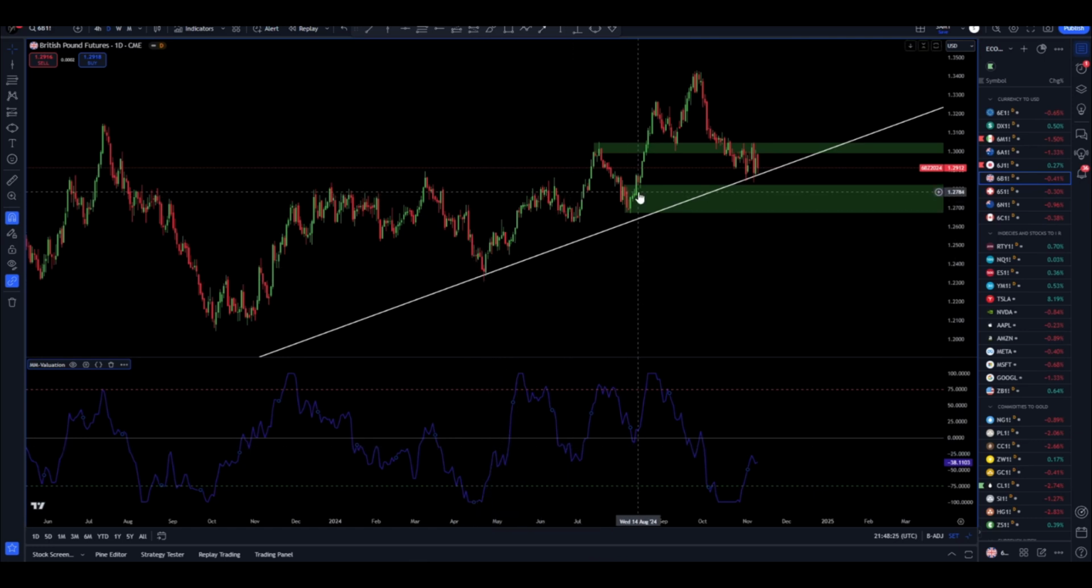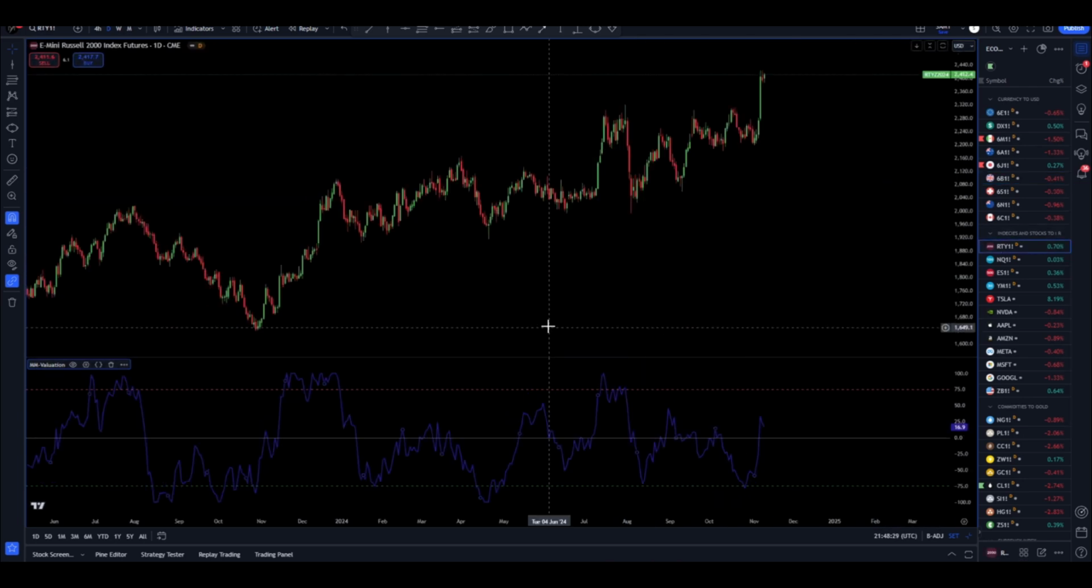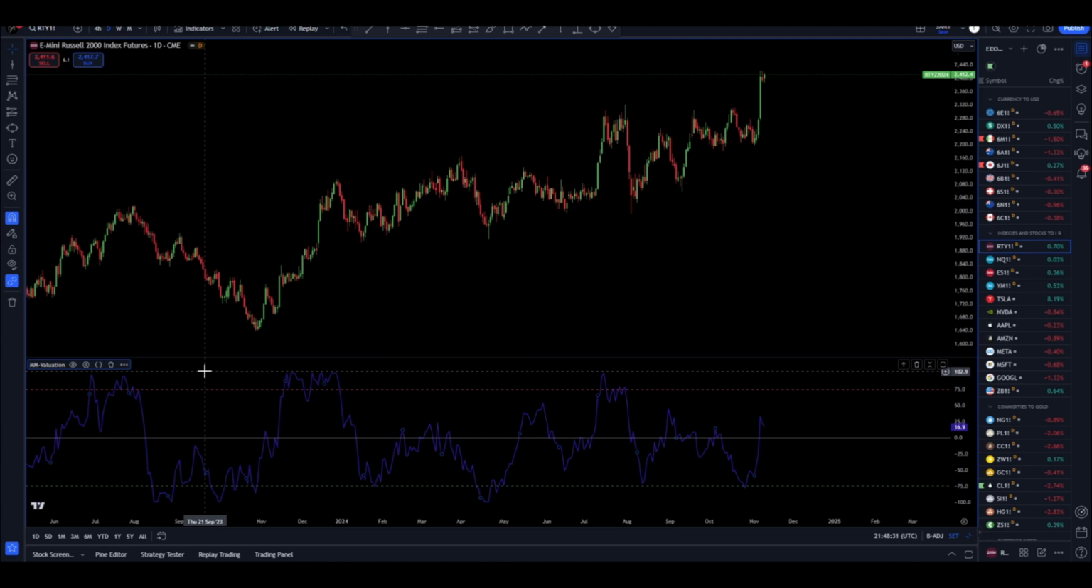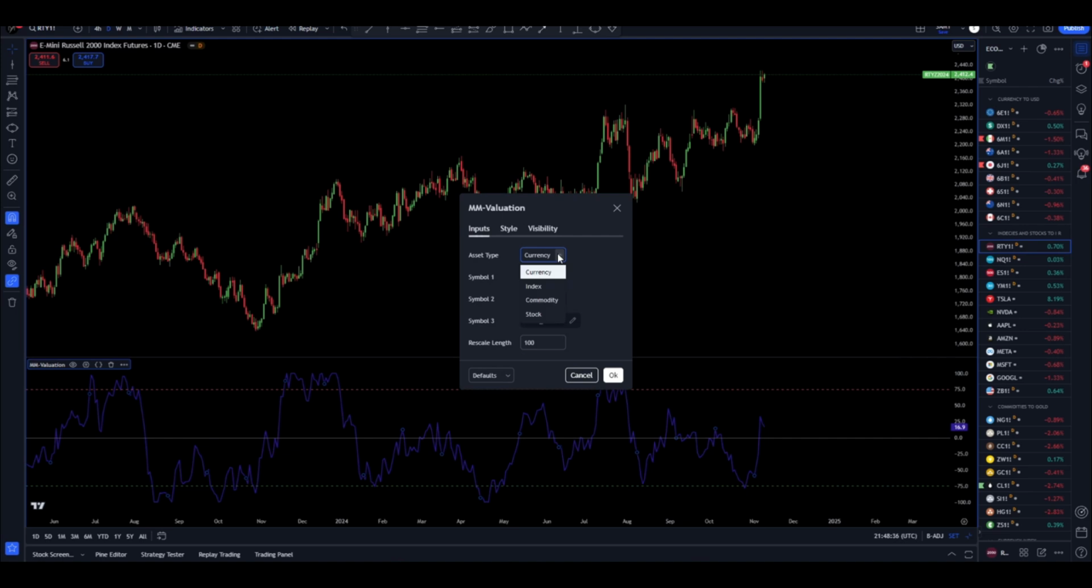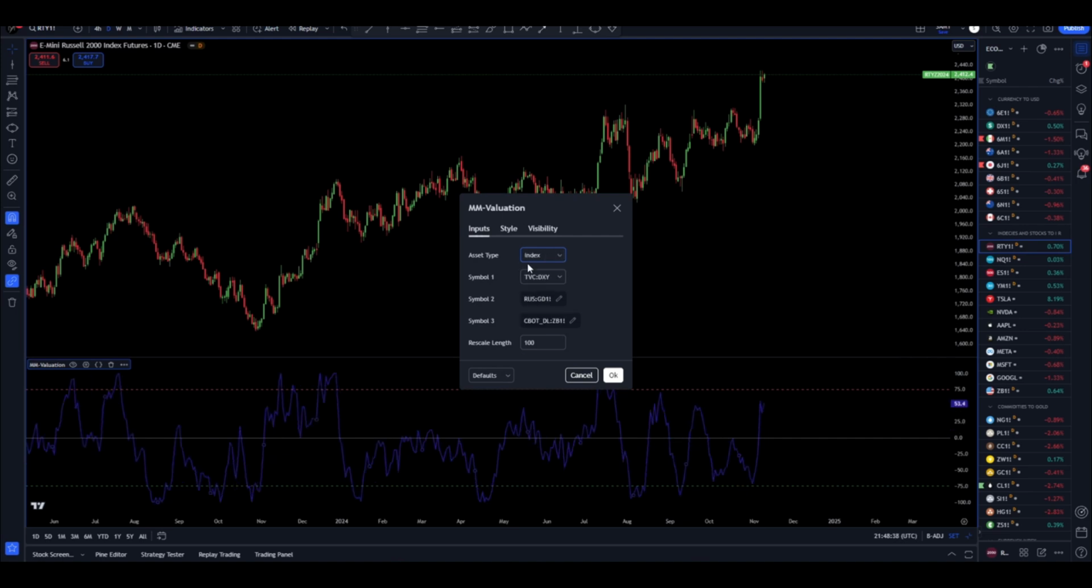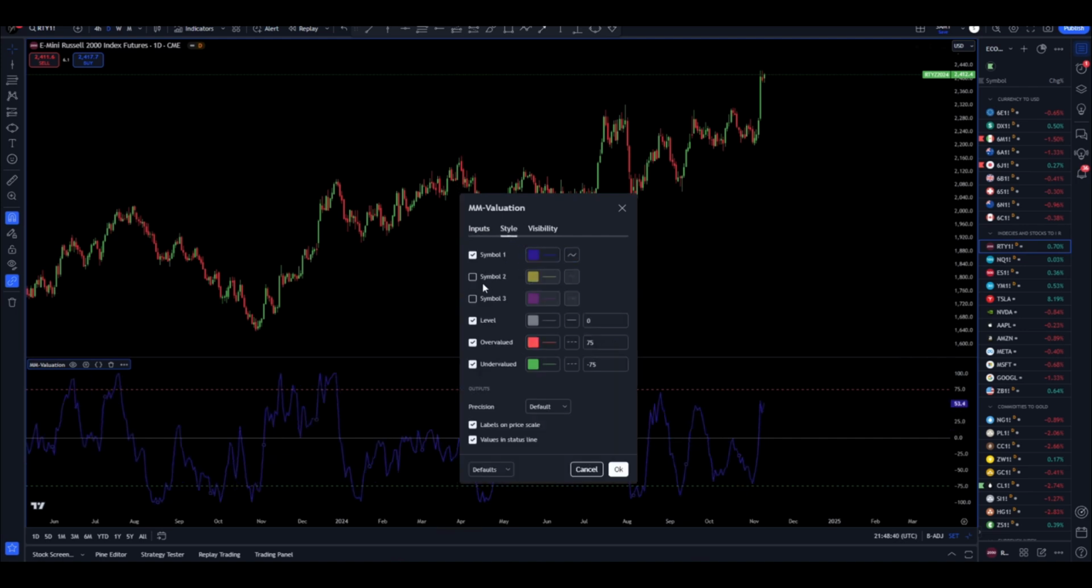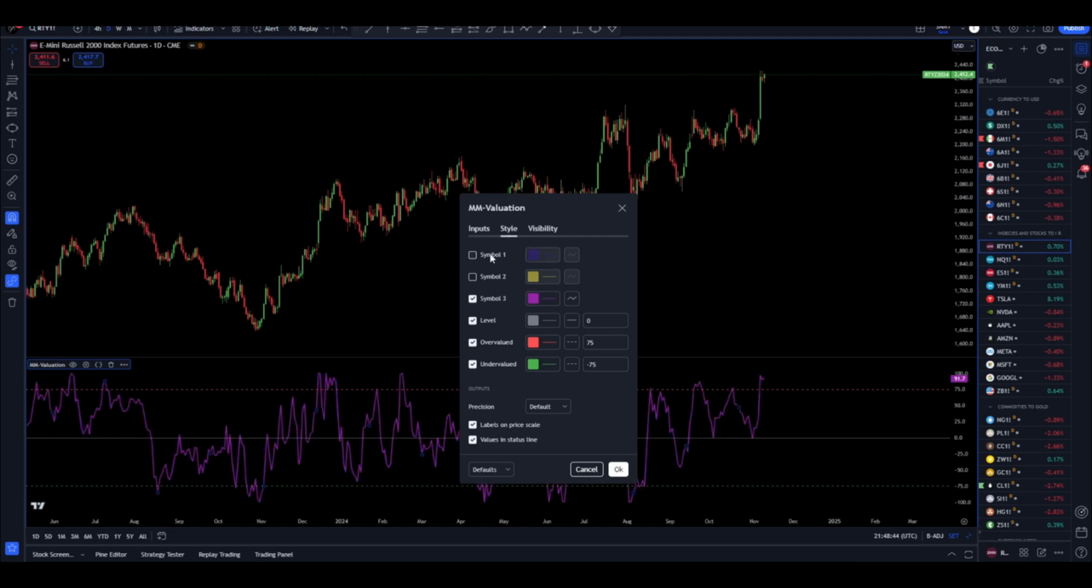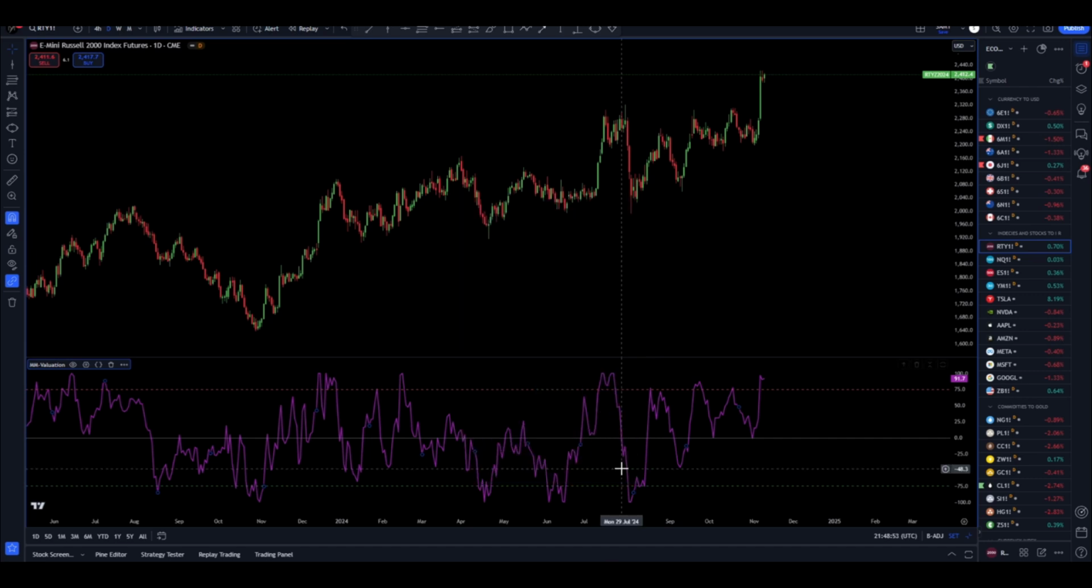Now let's do another example in indices. So we are comparing indices against interest rate. To compare indices against interest rate, you will need to go to settings, select index, and then go over here and select symbol 3, which is the interest rate. Symbol 3 is for index and stocks. So we're going to select symbol 3, and then let's do it.